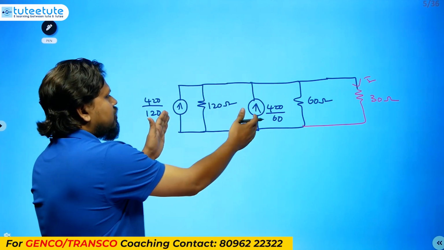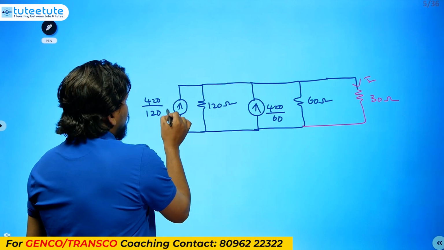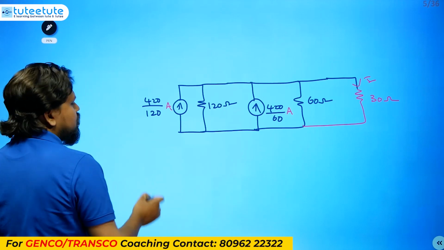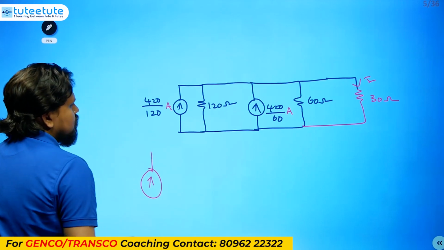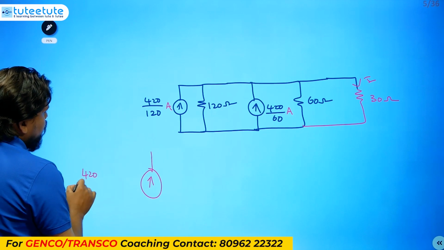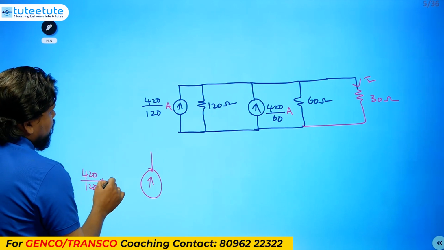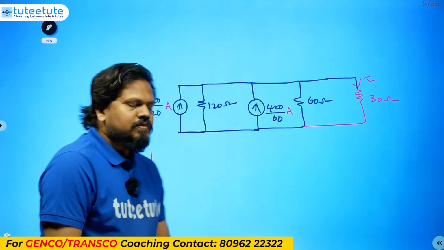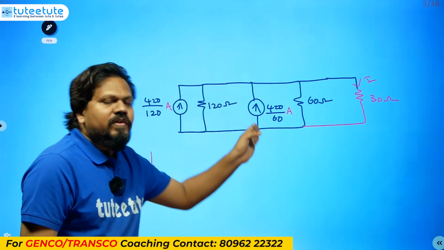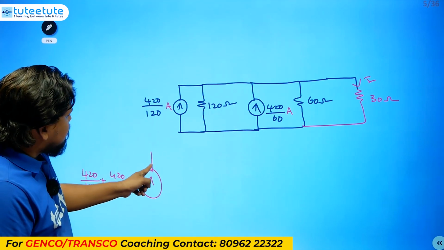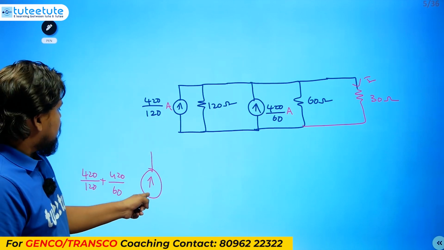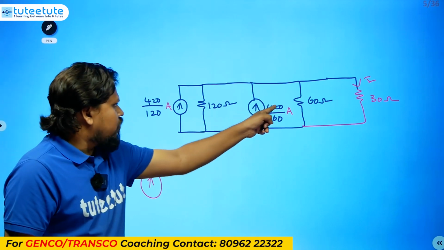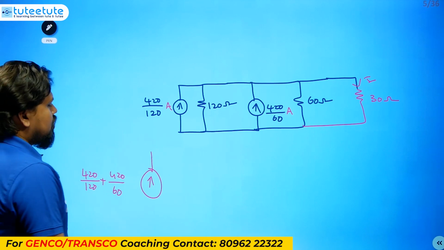Anyhow, two current sources are connected in parallel. This is 420 by 120 amperes, and this is 420 divided by 60 amperes. We can combine these two and make a single current source, which has the value of 420 by 120 plus 420 divided by 60. Why is it plus? Because both are in the same direction. If one is up and another one is down, then we have to follow one direction. See, the direction of this and this is the same, so we have used plus. Like this we have to use.